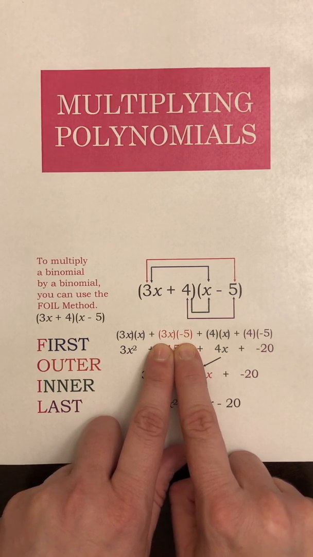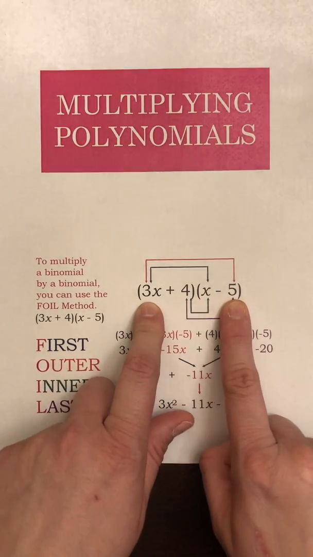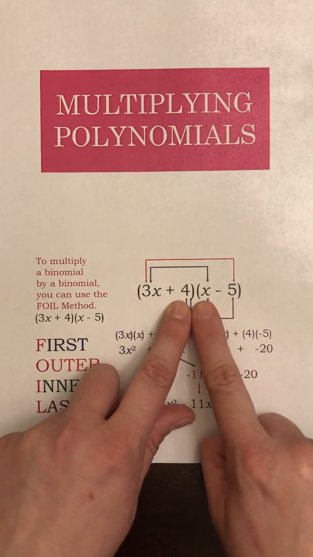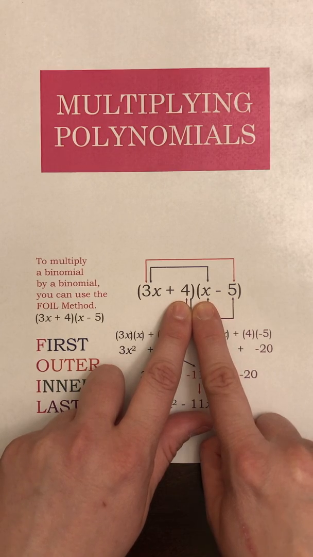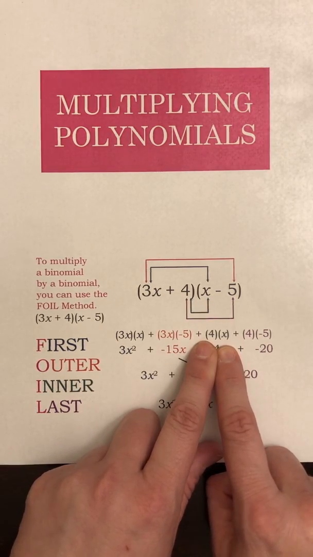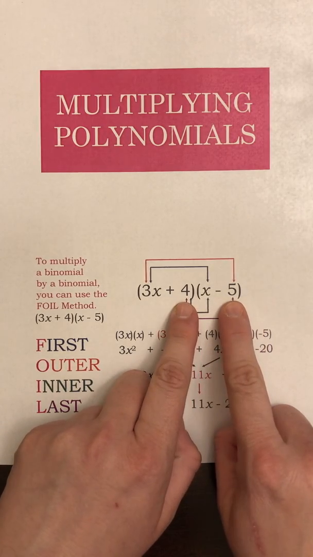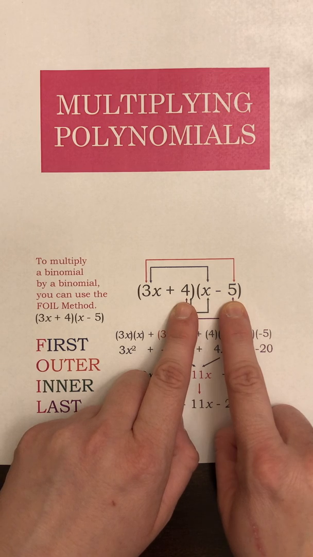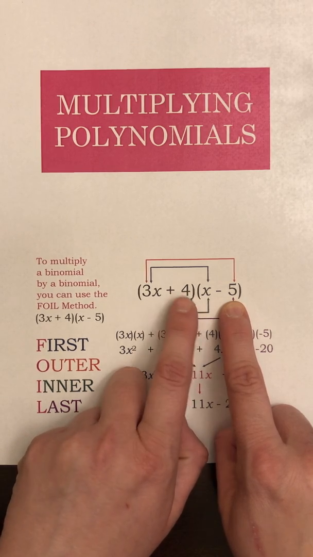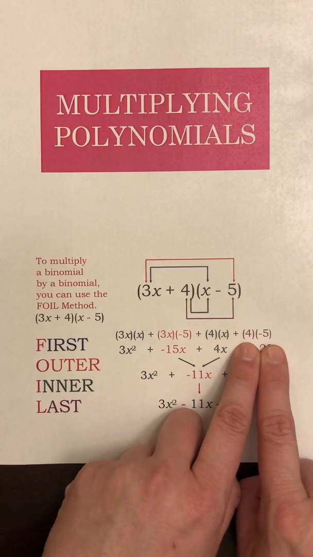Then the I stands for inner. Well, if we've already said that the 3x and the negative 5 are the outermost terms, then the positive 4 and the positive x are the innermost terms. So we're going to multiply those together. And then L stands for last, which just means we want the last term from each set of parentheses. So the 4 is the last term from the first set of parentheses, and the negative 5 is the last term from the second set of parentheses. So we're going to multiply those together.